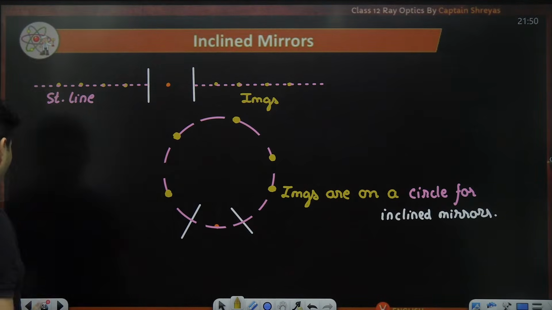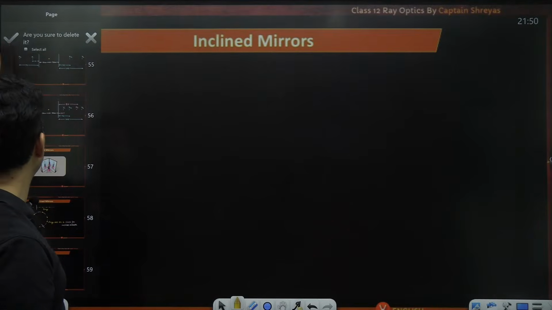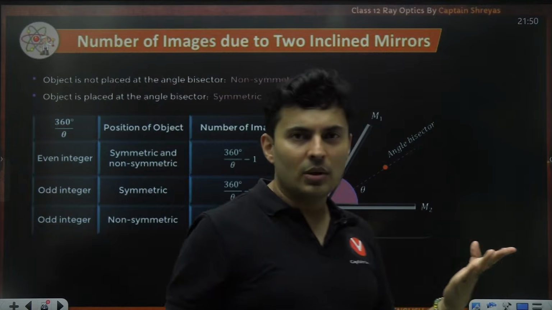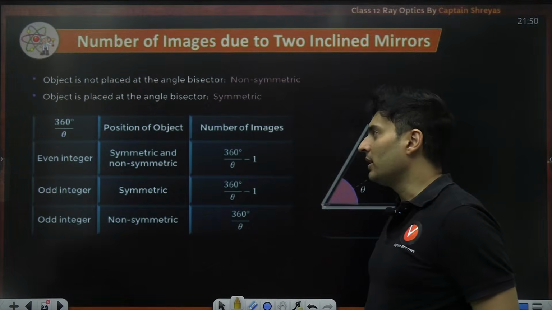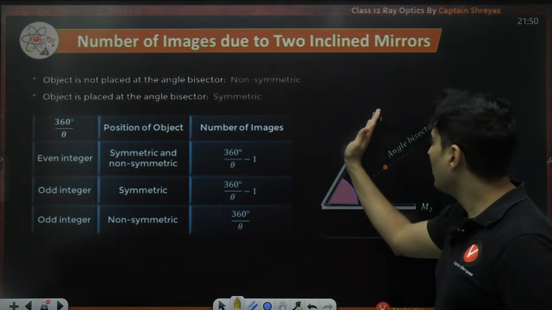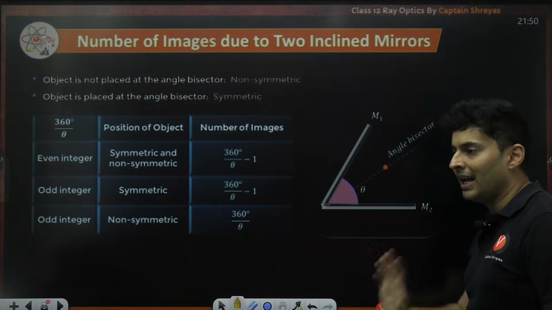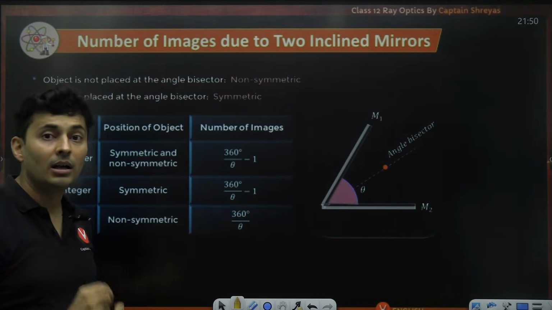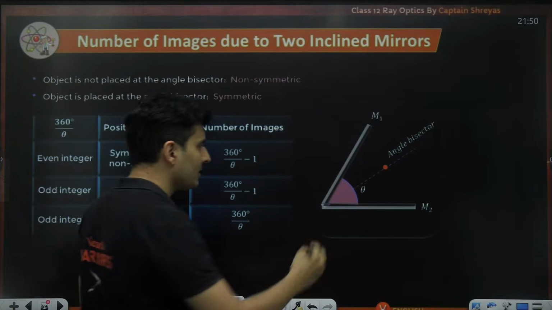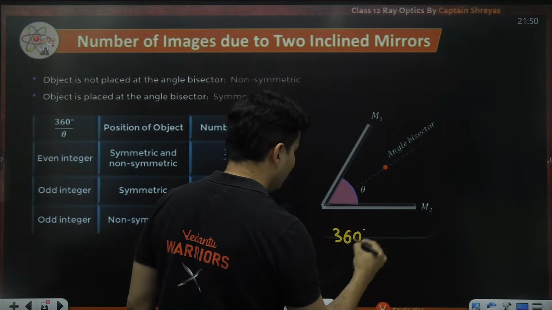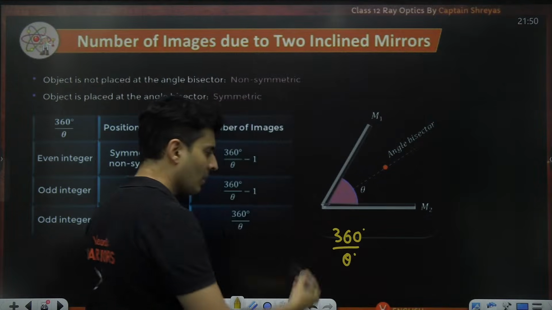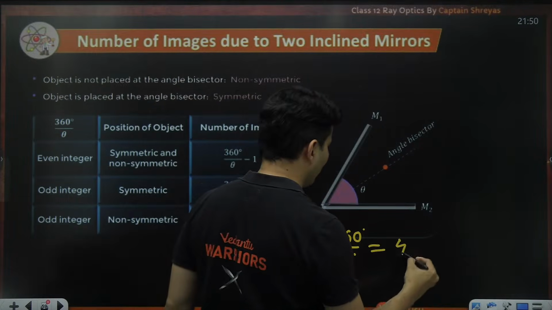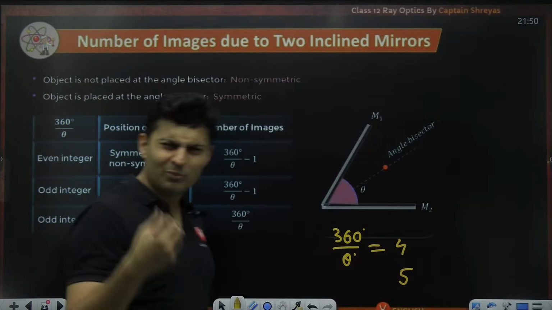So what's the formula, sir, for this? How many images are formed? There are 3 scenarios and only 2 formulas. Mirror 1 and mirror 2, theta is the angle between them. The first step is to divide 360, if it is in degrees, by theta. Whatever answer you get, it could be 4, 5, anything. Let's say you get 4 or let's say you get 5. I'm putting some random values.